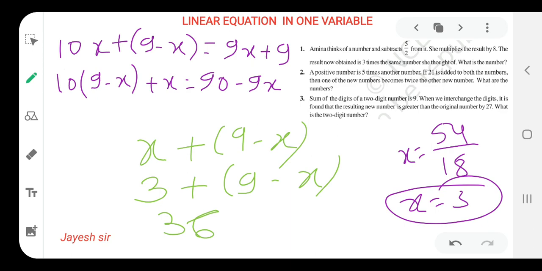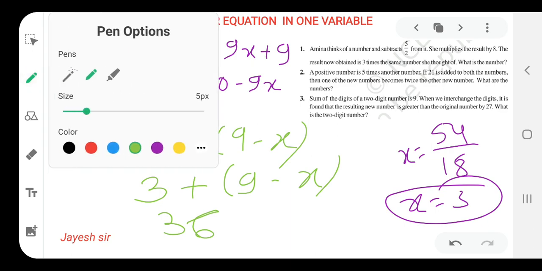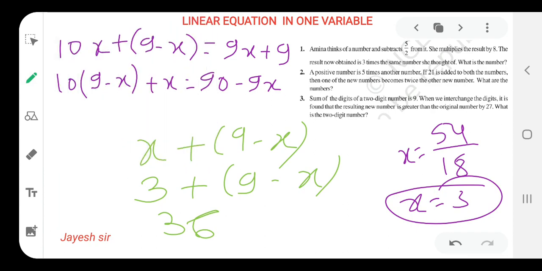As the tens place was 3, after interchanging the digits it will become 63. I think you all know that. Yes friends, so the new number is 63. And what is the difference? 27 is the difference. That means our answer is correct. I hope you all are getting it.